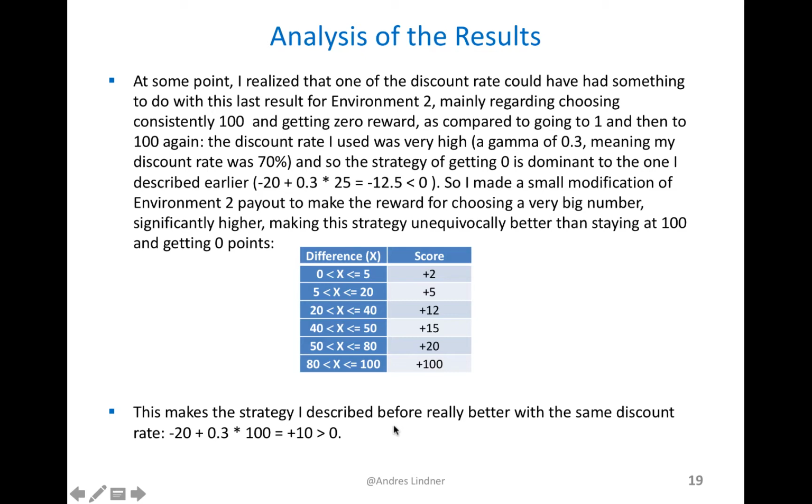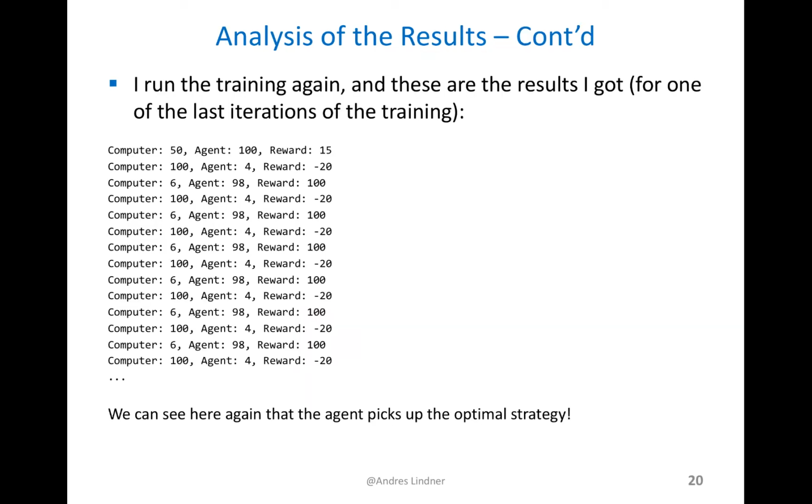Okay, so I wanted to test that, and here I run this training again, and this is the result I got. When the computer played 50, the agent played 100, which is the best action it could take, and then it all the time gets to a loop where the agent chooses 4 and then 98, which is great. It's getting minus 20, then 100, minus 20, 100, and so on, and we can really see that the agent picks up the optimal strategy.